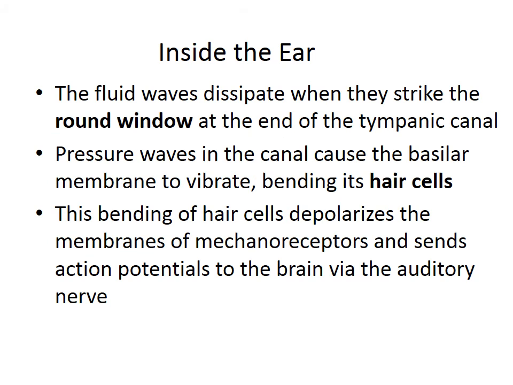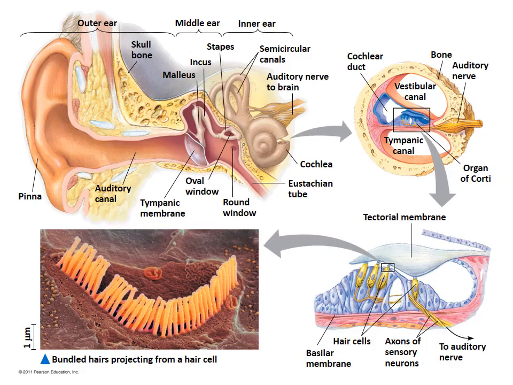The fluid waves dissipate when they strike the round window at the end of the tympanic canal, and pressure waves in the canal cause the basilar membrane to vibrate, bending its hair cells, and this bending of hair cells depolarizes the membranes of the mechanoreceptors and sends action potentials to the brain via the auditory nerve.